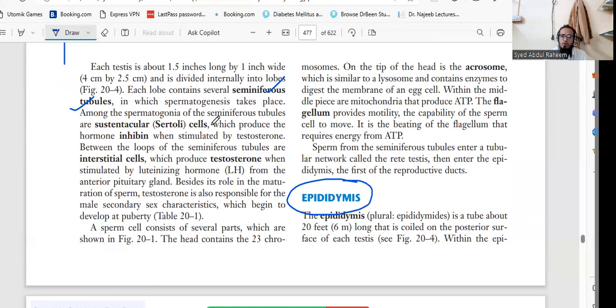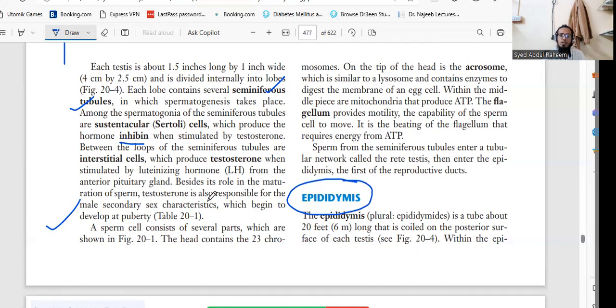Among the spermatogonia of the seminiferous tubules are sustentacular cells, or Sertoli cells, which produce the hormone inhibin when stimulated by testosterone. Between the loops of the seminiferous tubules are interstitial cells, which produce testosterone when stimulated by luteinizing hormone from the anterior pituitary gland. Besides its role in the maturation of sperm, testosterone is also responsible for the male secondary sex characteristics, which begin developing at puberty.